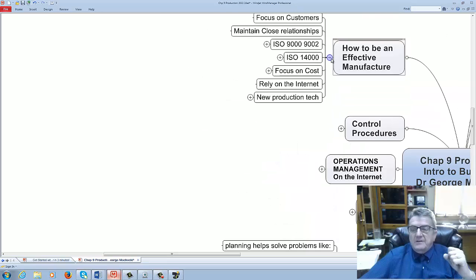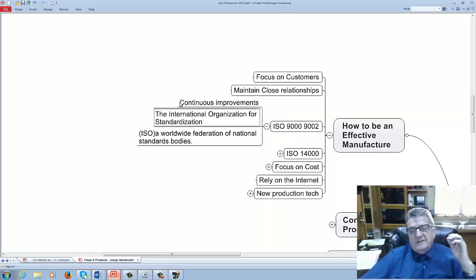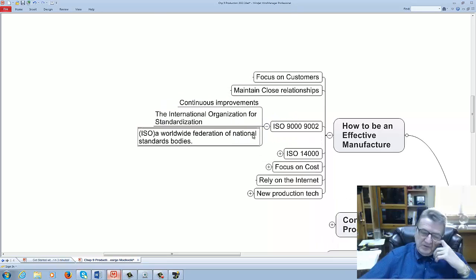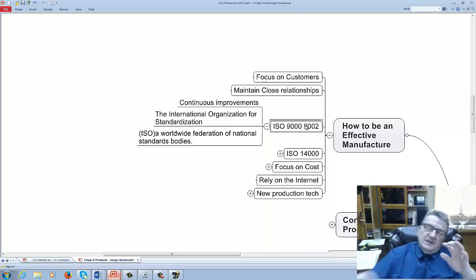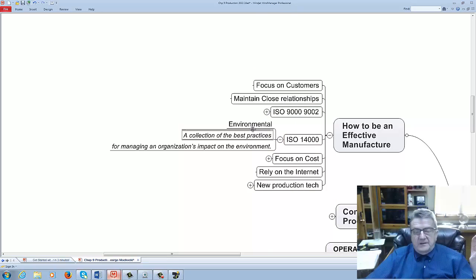Okay, and now how to effectively manufacture. You look at ISO 9000. ISO is the International Organization for Standardization. The 9000 and 9002: if I'm working overseas, I have to be ISO approved. It's almost like a UL label. So any kind of business I'm doing, my products have to be ISO 9000 approved. ISO 14000 is environmental. If I claim that I'm environmentally friendly just because I put the ad on, I have to be certified by ISO 14000.